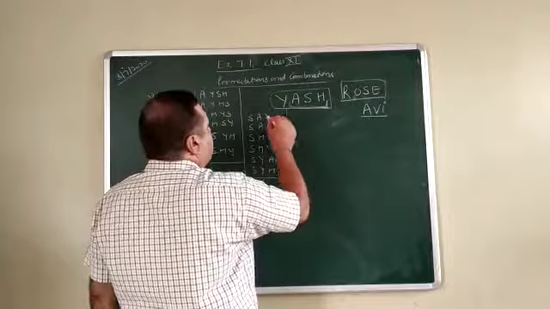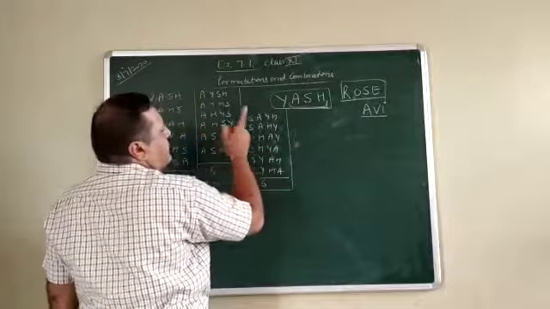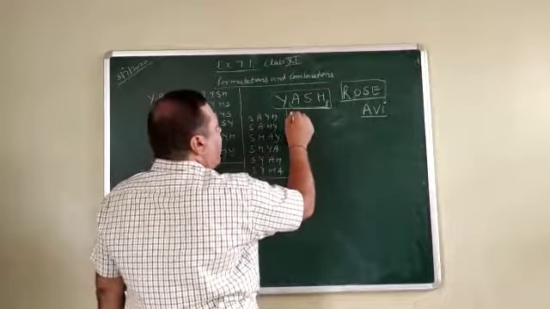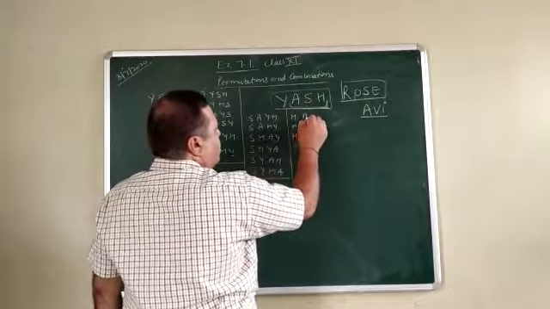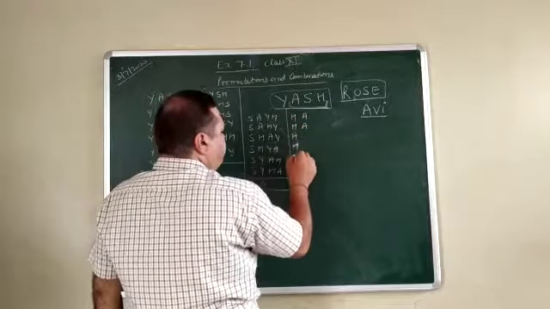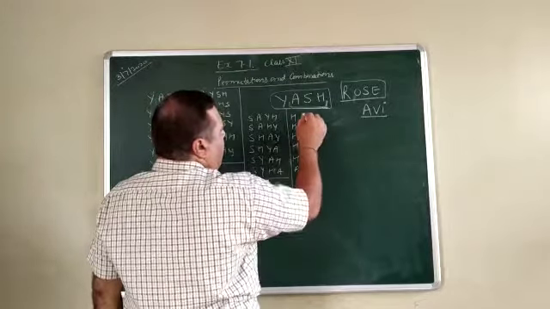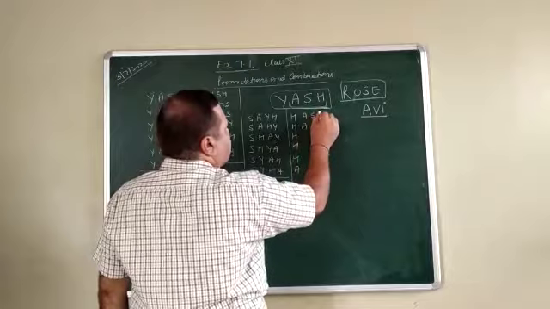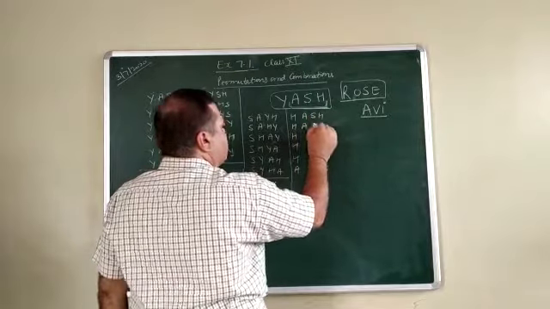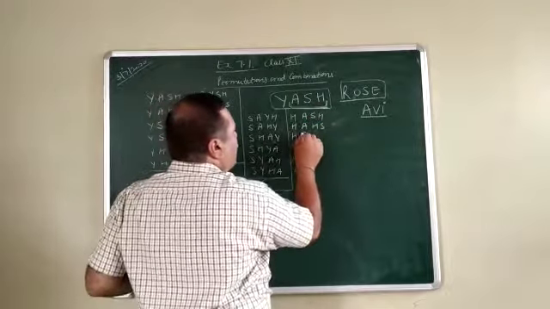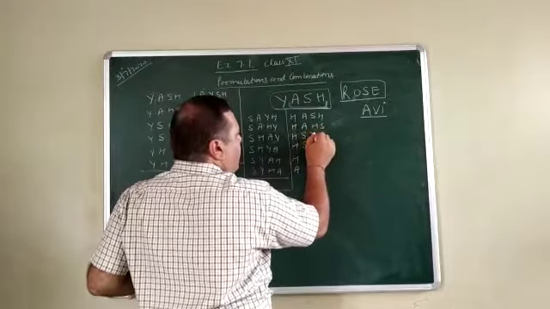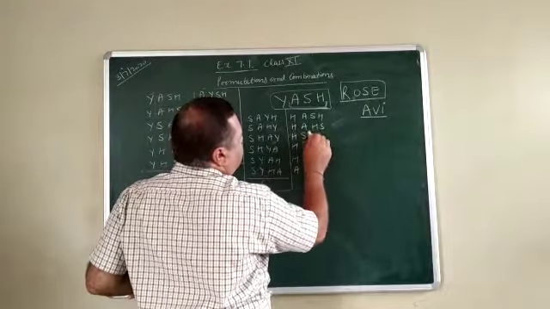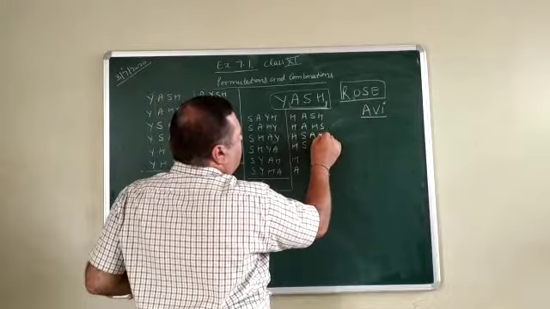Now come to the next one. Y, A and S are fixed, only H remains. So by keeping H fixed, after H we can arrange A, S and S, A, and so on.